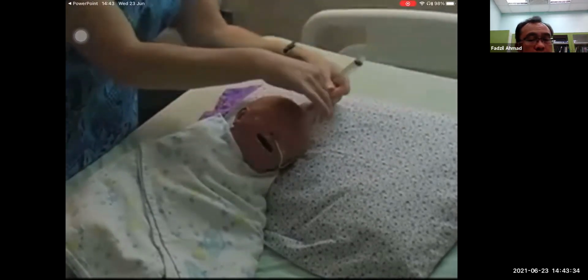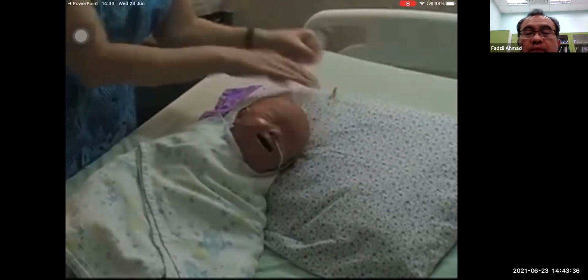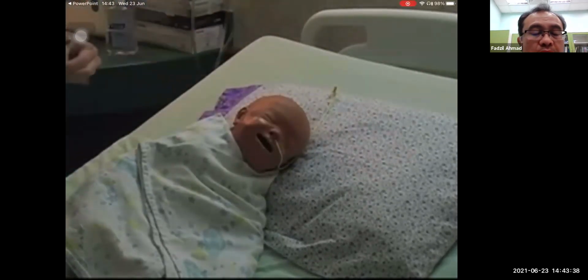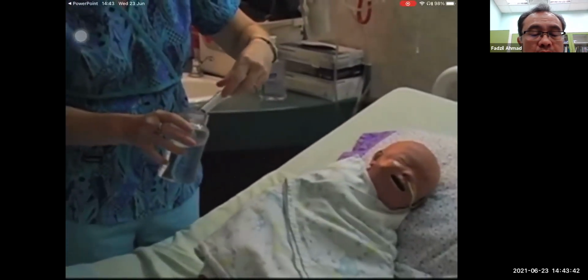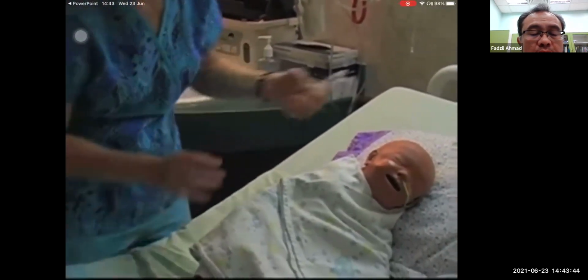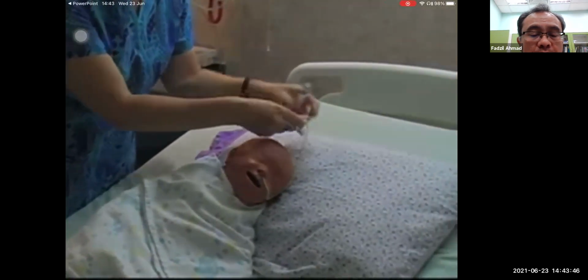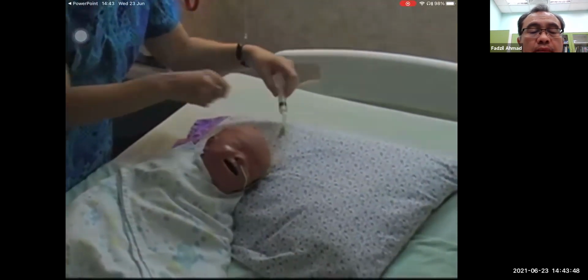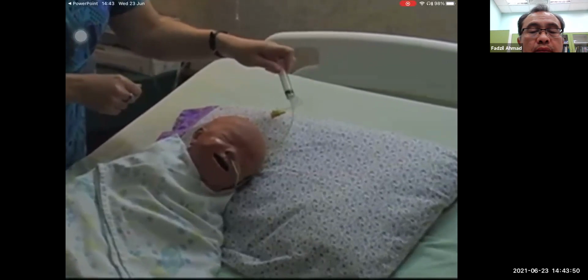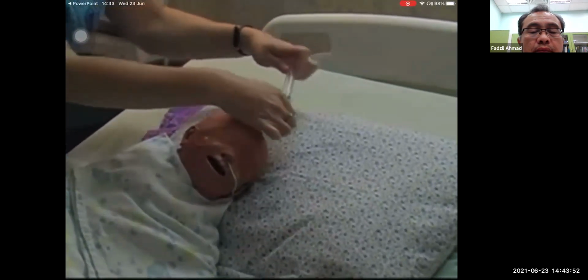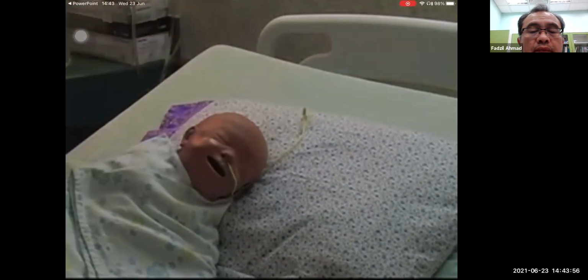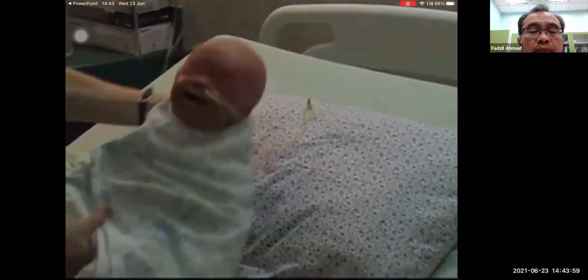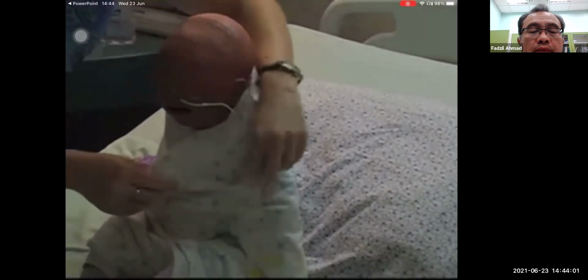Once I check placement, I need to flush the tube with water. This will help prevent it from getting clogged. The amount of water depends on the size of your child. For an infant, I'm going to use 3 milliliters of water. Again, this is tap water. Push the water into the tube slowly. Close the port. And then lastly, let's secure the tube to your child.